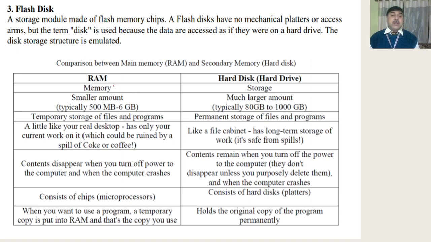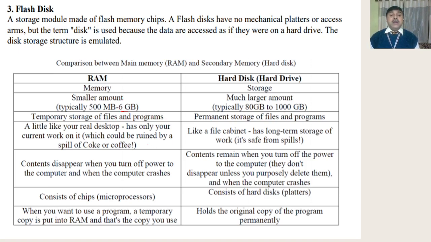So we have RAM and we have a hard drive. RAM means memory. Hard disk is storage. RAM can store a smaller amount of data, typically 500 MB to 6 GB, but here, 80 GB up to 1000 GB of data can be stored. RAM is temporary storage of files, but hard disk is permanent storage of files.